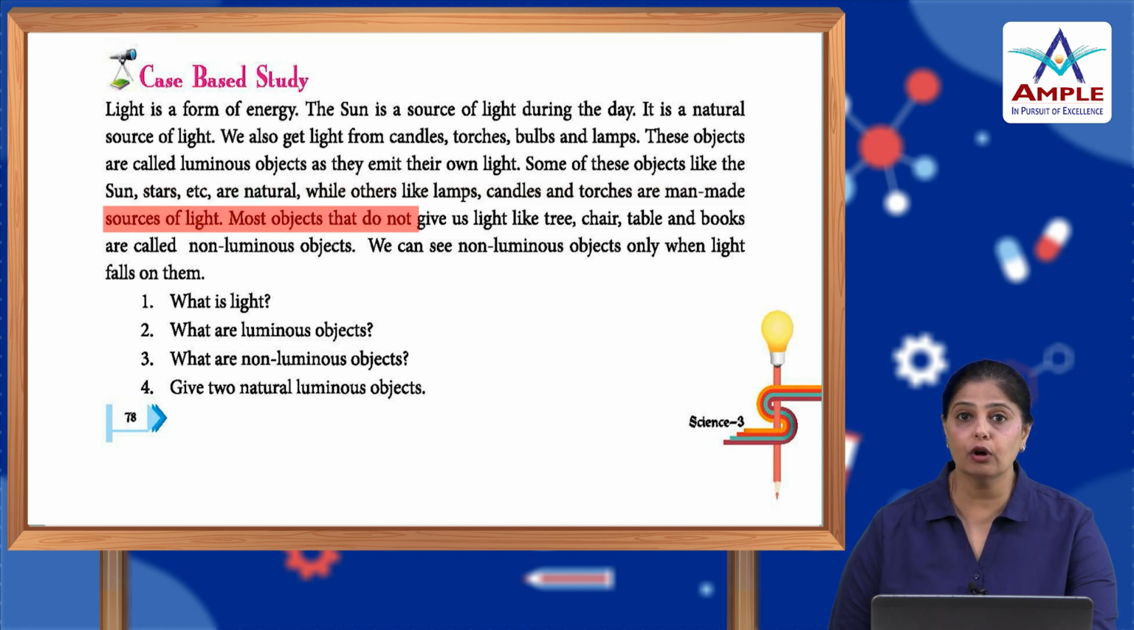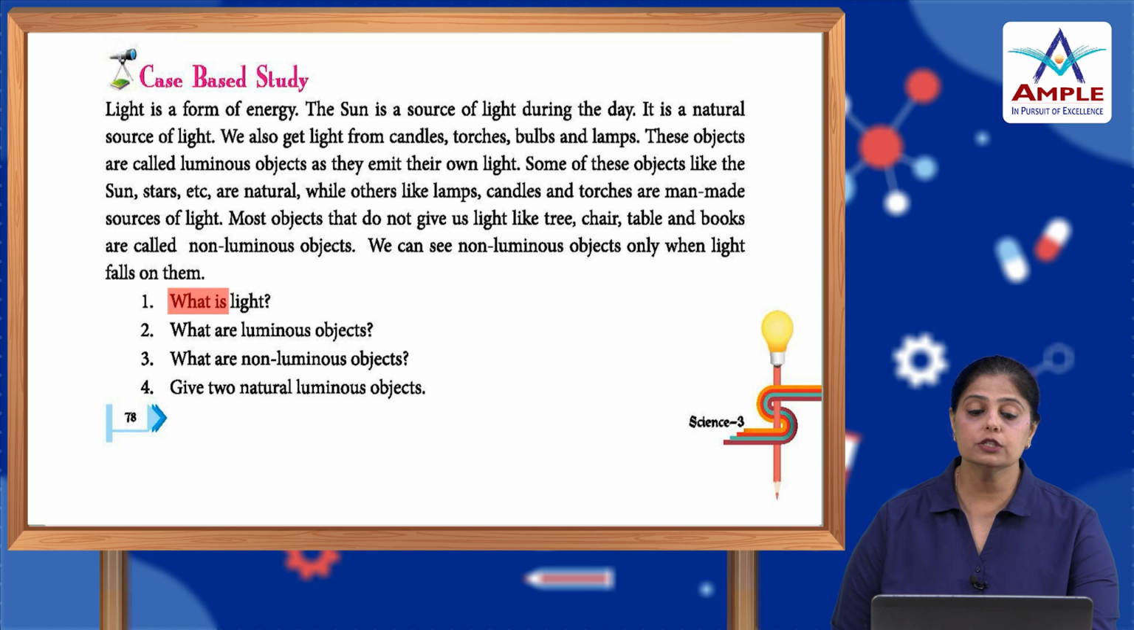Most objects that do not give us light, like tree, chair, table and books, are called non-luminous objects. We can see non-luminous objects only when the light falls on them. Okay. So, what is light? Light is a form of energy.